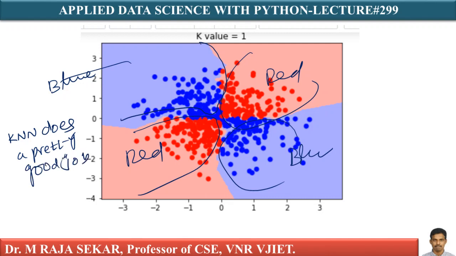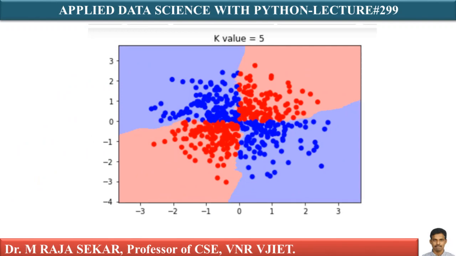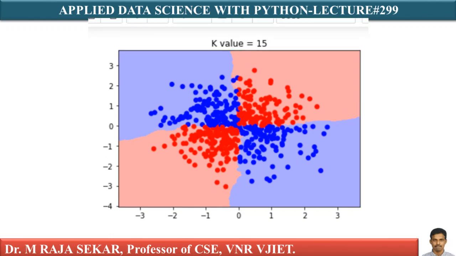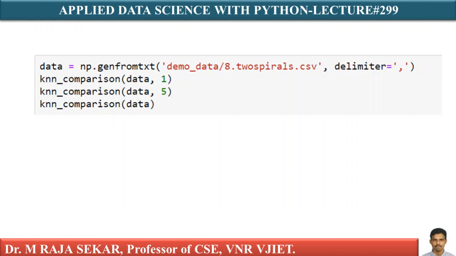As the K value increases, the decision boundary gets smoother. Just see, this is for K equal to 1. For K equal to 5, as we were discussing, as the K value increases, the decision boundary gets smoother and smoother as usual. For K equal to 15, you are getting a smoother surface, isn't it?